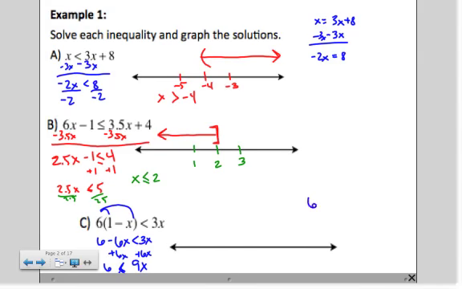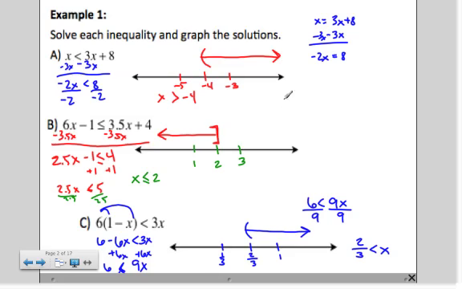So I've got 6 is less than 9x. I'm going to write it over here. Divide by 9 on both sides. And 6/9 can be reduced, so I'm going to divide the top and bottom both by 3. So that gives me 2/3 is less than x. So here's 2/3, here's 1, and here's 1/3. So x is greater than 2/3, so here's 2/3. It's not including, so I'm going to use a parentheses and go bigger.